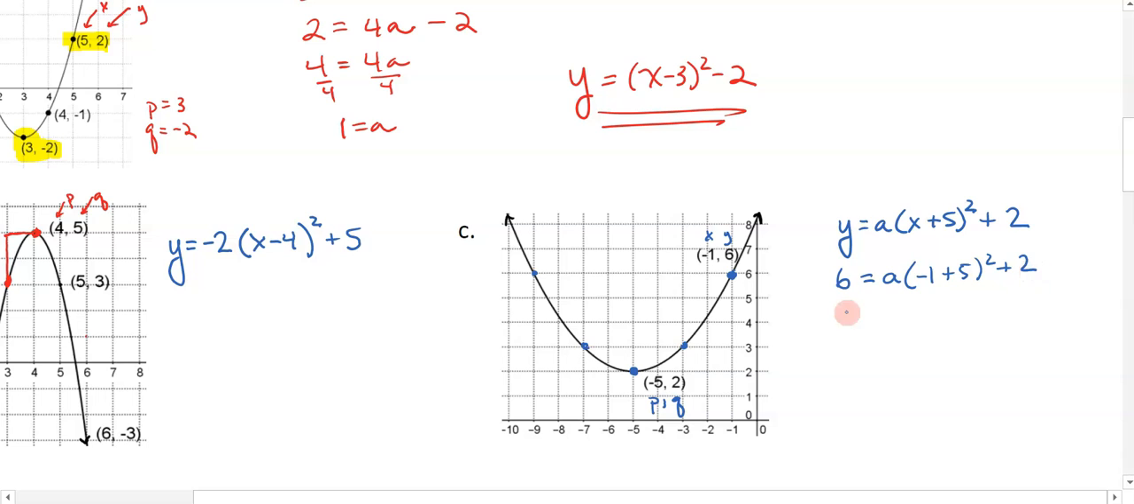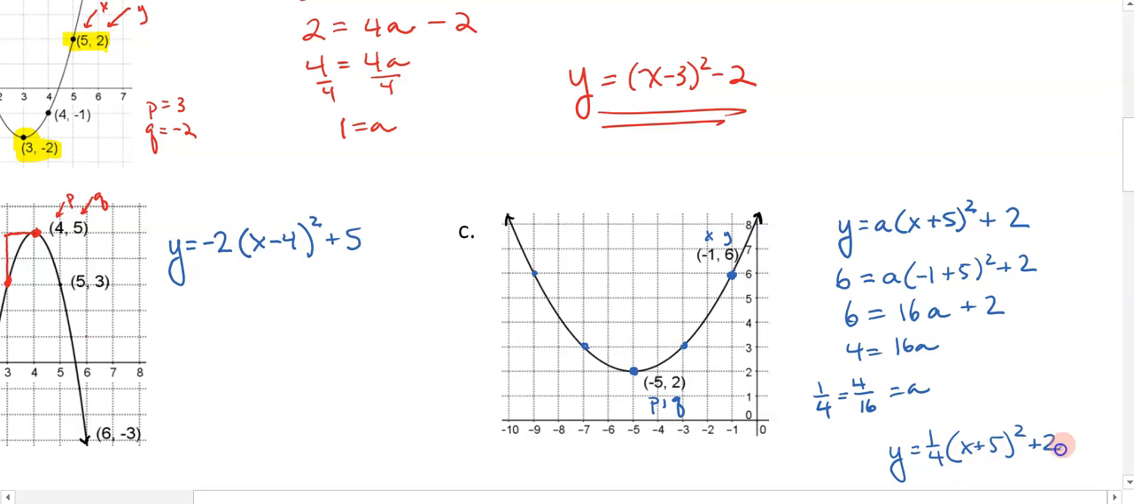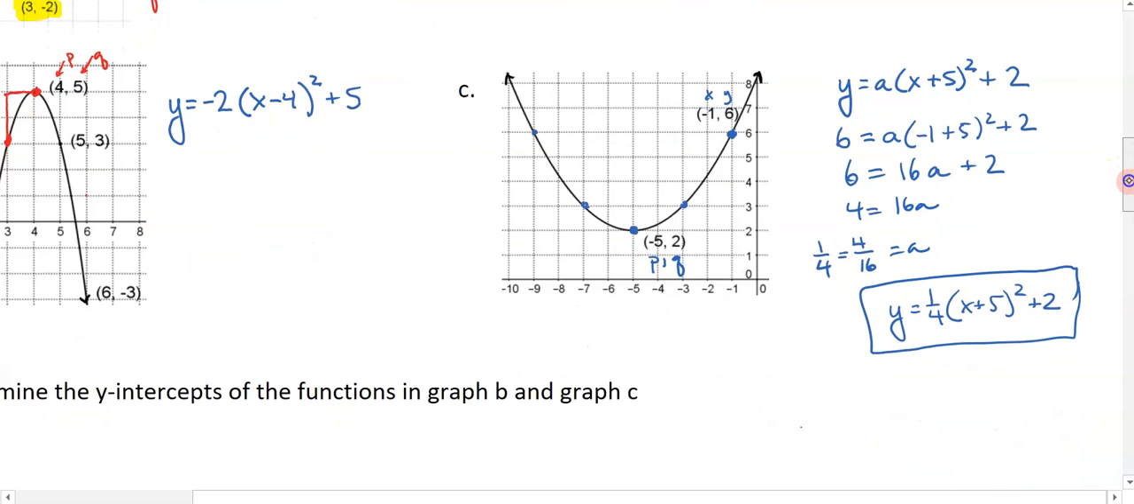And then I'm going to solve this equation, right? So in the brackets, I get 4 squared, which is 16. I'm going to subtract 2 from both sides. Now I'm going to divide both sides by 16. And now I'm going to reduce that fraction to lowest terms. So I now know A is 1/4. It's positive because it opens up, which is good. I did get a positive. And it looks vertically compressed, so that answer looks reasonable. So I'm going to put in y equals 1/4 (x plus 5) squared plus 2. This is the equation of my parabola in vertex form.